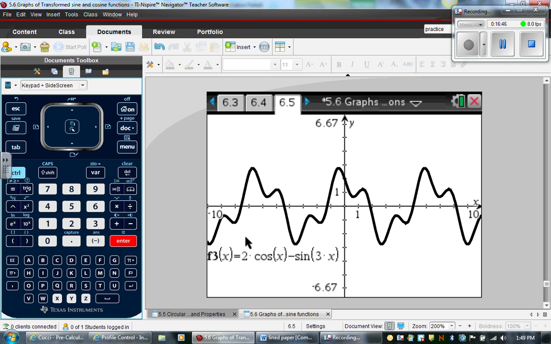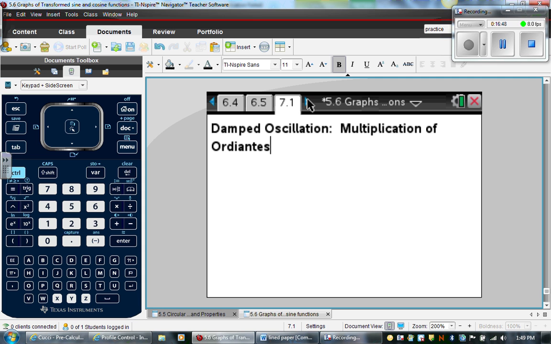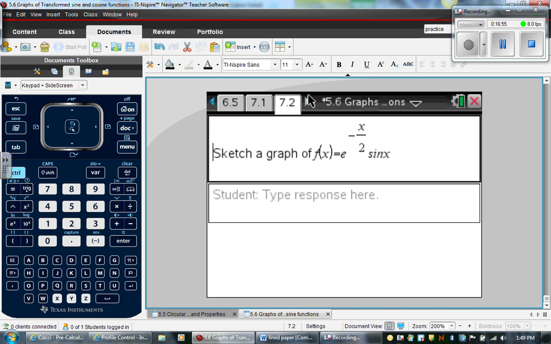The next thing we need to talk about is damped oscillation, multiplication of ordinates. We're going to sketch this graph: e to the negative x over 2 times sine x. Basically what damped oscillation means is, suppose you have a weight attached to a spring, and the spring is stretched and put into motion. The weight oscillates that spring up and down.